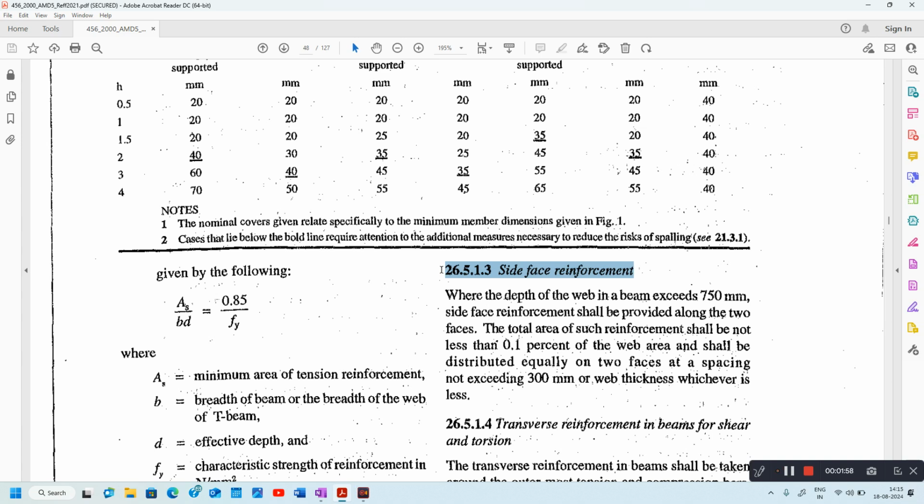26.5.1.3. It is for side face reinforcement where the depth of the web in a beam exceeds 750 mm. Side face reinforcement shall be provided along the two faces. The total area of such reinforcement shall not be less than 0.1% of the web area and shall be distributed equally on two faces at a spacing not exceeding 300 mm or web thickness, whichever is less.